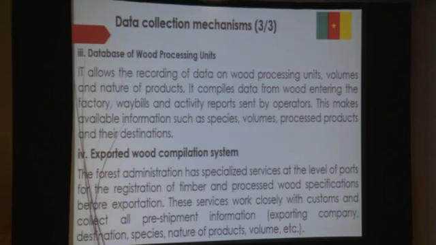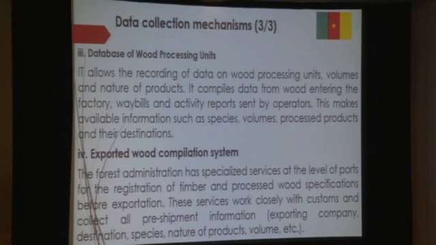We can also mention a database on wood processing units. This one focuses on processing industries. And here we record data on the wood processing units themselves, the volume and nature of products that are processed in these structures. It compiles data from wood entering the factory, wood transported, and the activity reports that are sent by the operators. And this enables us to generate information like species, volume, processed product, and their various destinations.